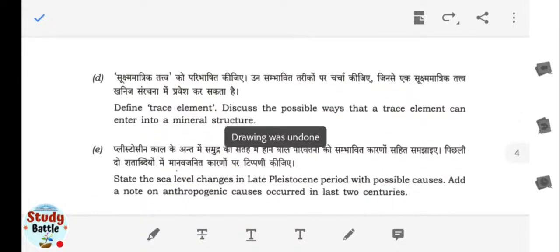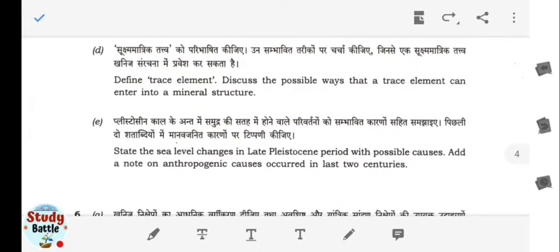Next one is define trace elements, and discuss the possible ways that trace elements can enter into a mineral structure. Okay, so this you have to talk about.